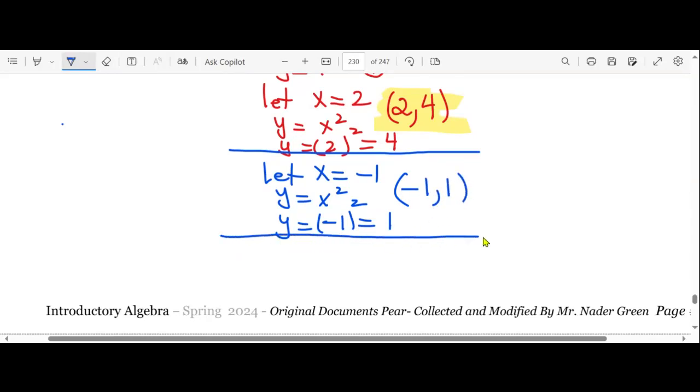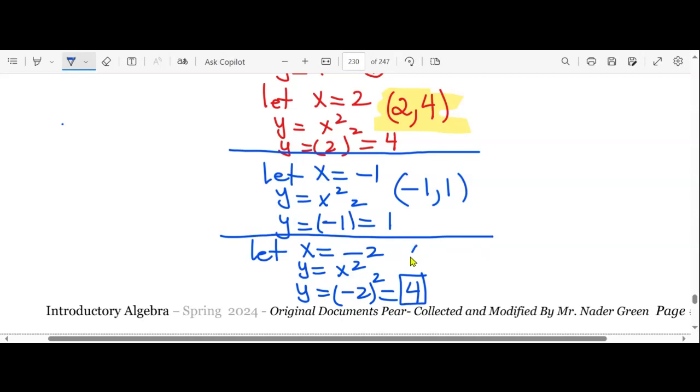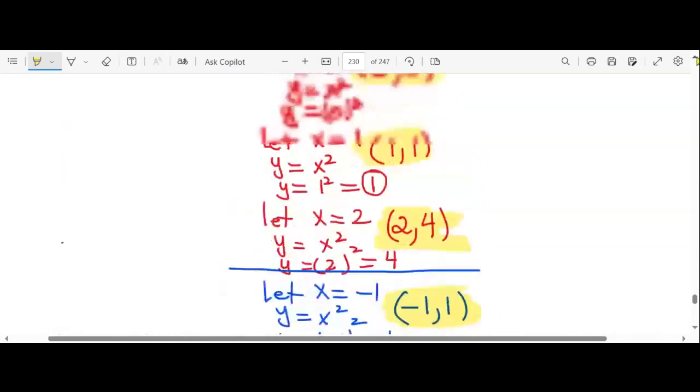One more point and we are done. So we're going to let x equal -2. And same thing, y equals x squared. So y equals -2 squared, which equals 4. So -2 and 4. Now how many points do we have? We have 5 points.